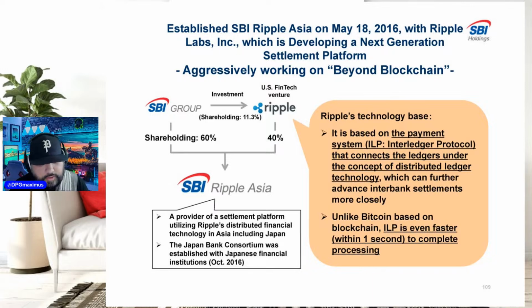From here, I got to go back to the other page. Let me pull this up. Hold on. You also see where it says on the bottom left, a provider of a settlement platform utilizing, I'm sure you guys can see this. Yeah, you guys see it. A provider of settlement platform utilizing Ripple's distributed financial technology in Asia, including Japan. So that's big. Obviously, we cover a lot of Japan, right? The Japan Bank Consortium was established with Japanese financial institutions in October of 2016.